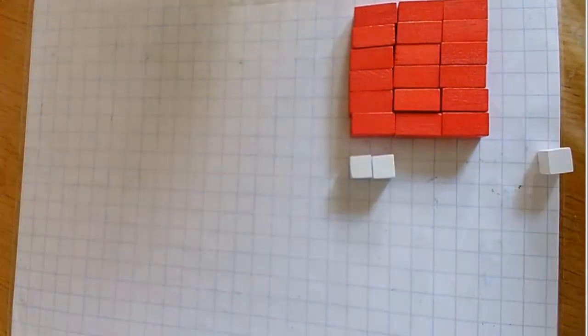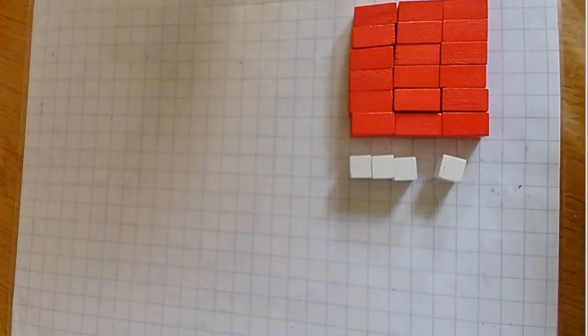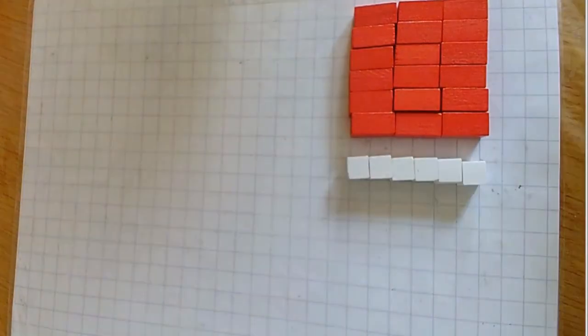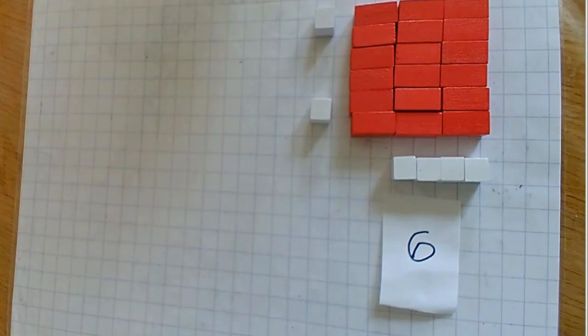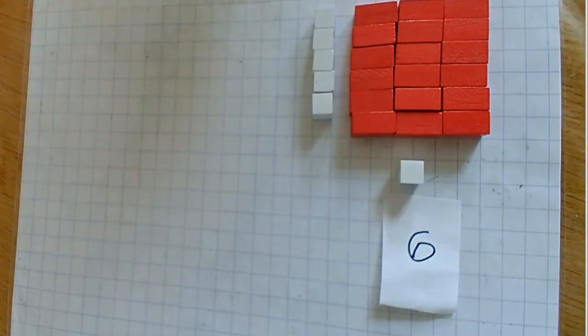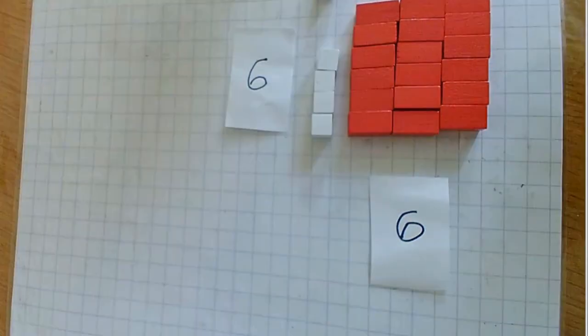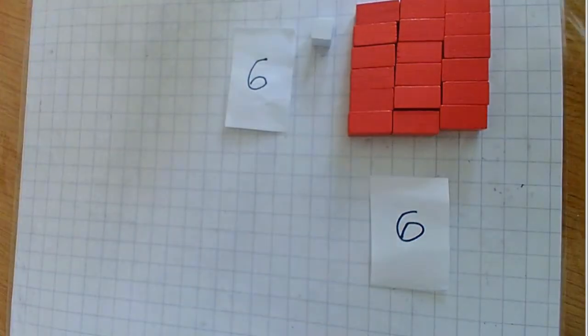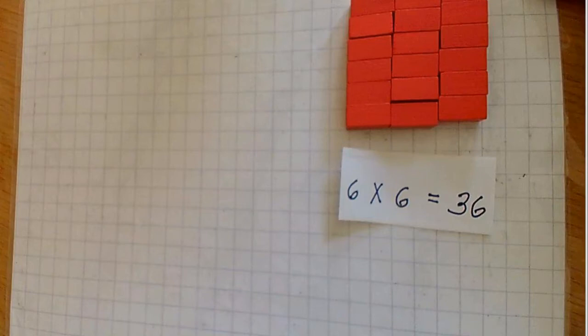So we have 1, 2, 3, 4, 5, 6 units on this side, and 1, 2, 3, 4, 5, 6 units on the other side. So you have 6 times 6, which will give you 36 square units.